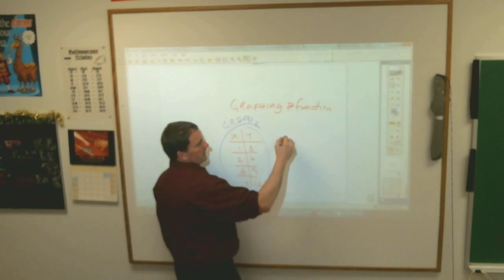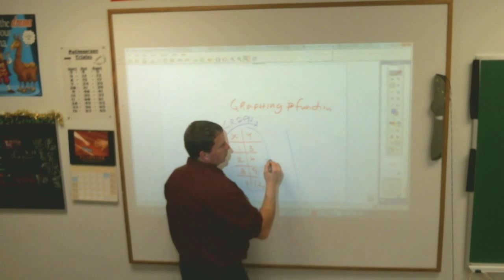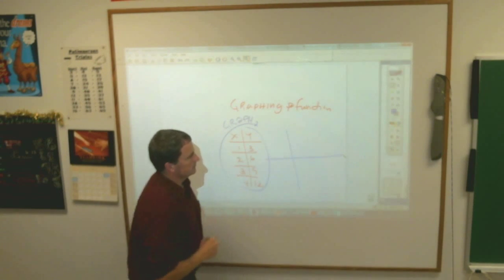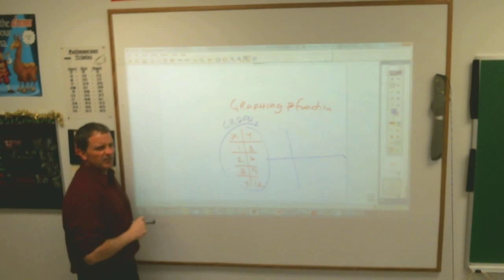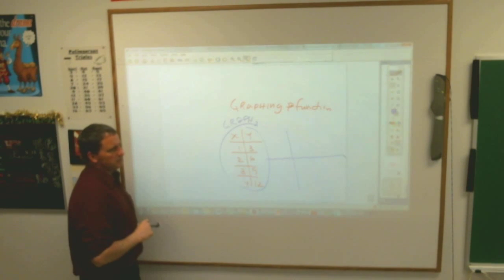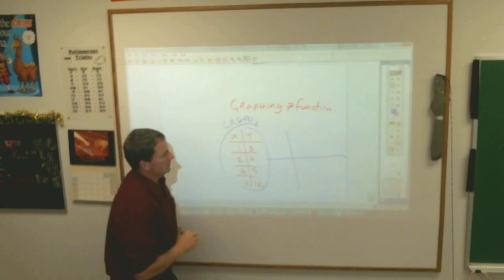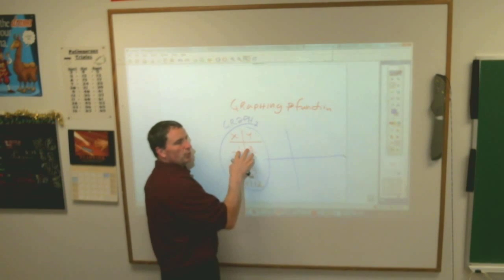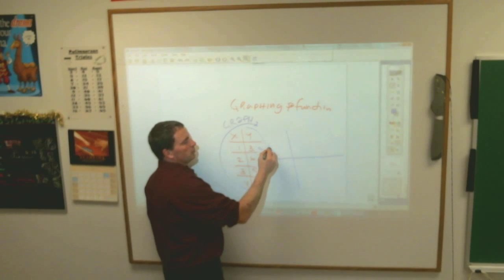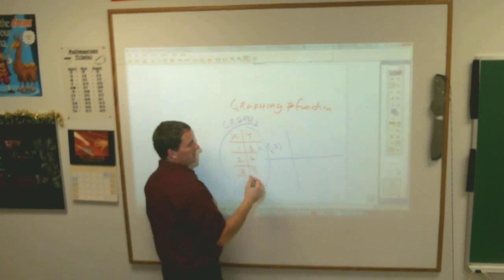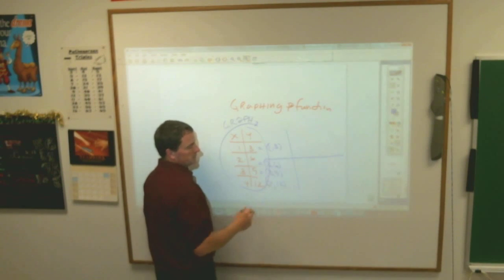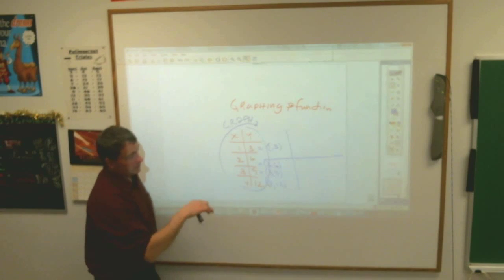We graph this on a rectangular coordinate system. Where these are your coordinates, in other words, x is 1, y is 3, that's the same thing as 1, 3 in parentheses. 2, 6 is the same as 2, 6 in parentheses. This is the same thing as 3, 9 in parentheses, and this is the same thing as 4, 12 in parentheses. So when you graph it, it would look like this.